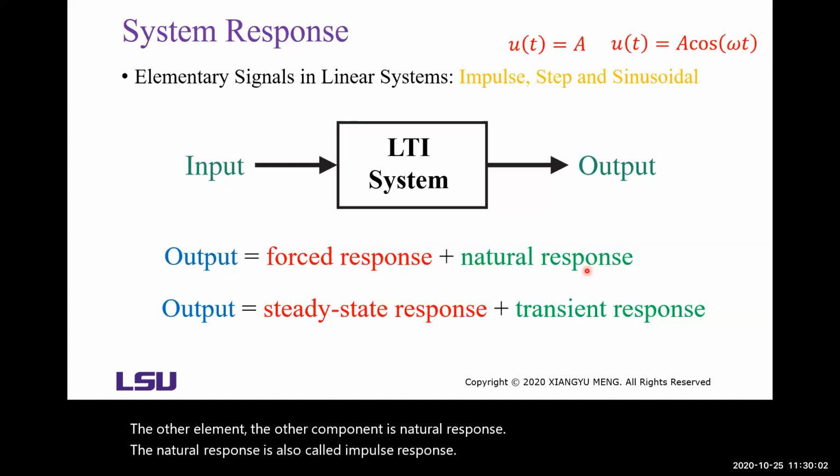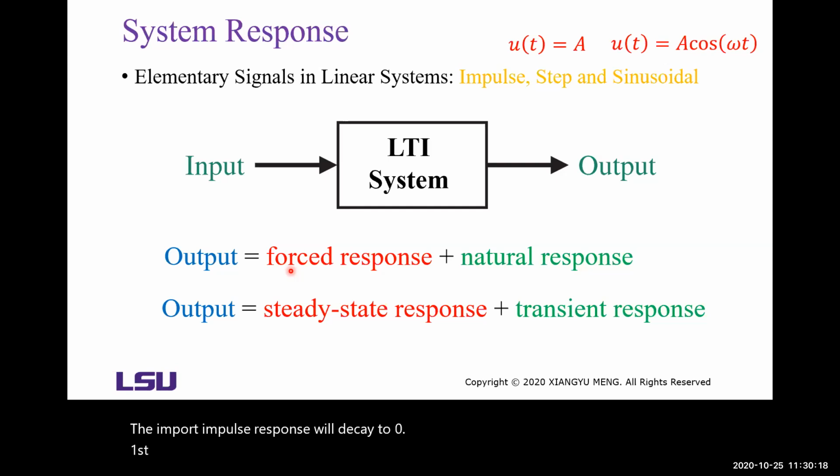We know when the system is stable, the impulse response will decay to zero. The forced response is also called the steady state response. Then the natural response is also called the transient response.